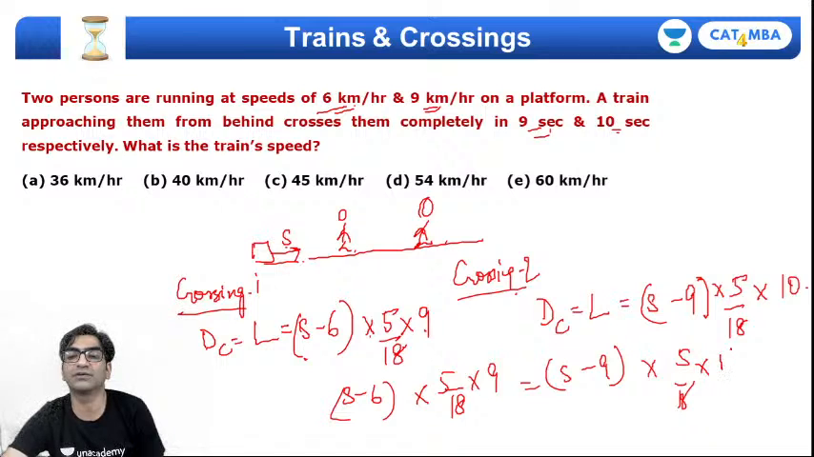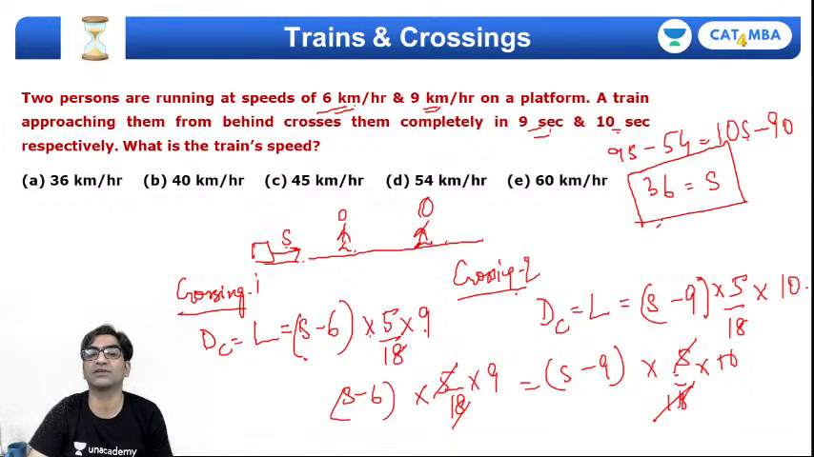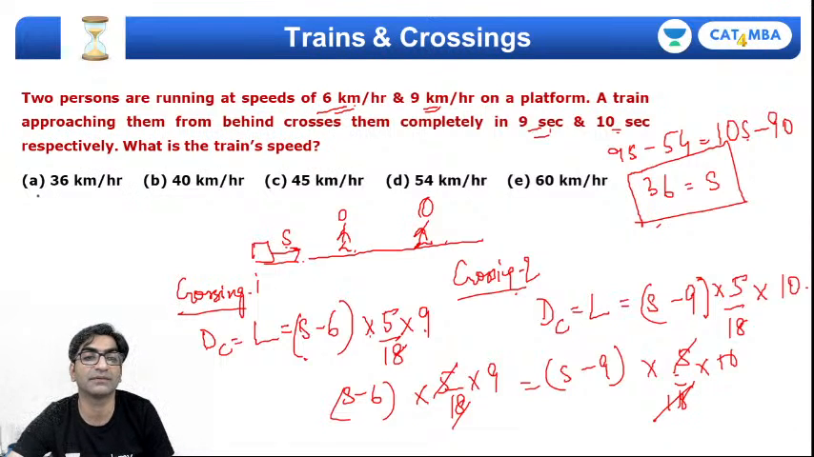So it turns out that the 5/18 cancels, right? So what equation is forming? 9S minus 54 will be equal to 10S minus 90. So 90 minus 54 is 36, which will be 10S minus 9S. So there you go. The speed of the train is 36 kilometers per hour. Is that there in the options? Yes, that's option A.